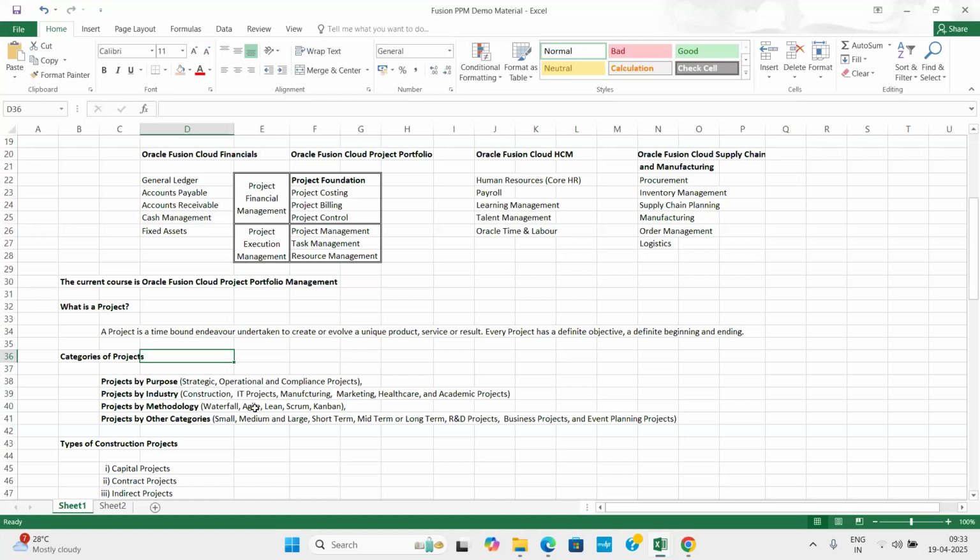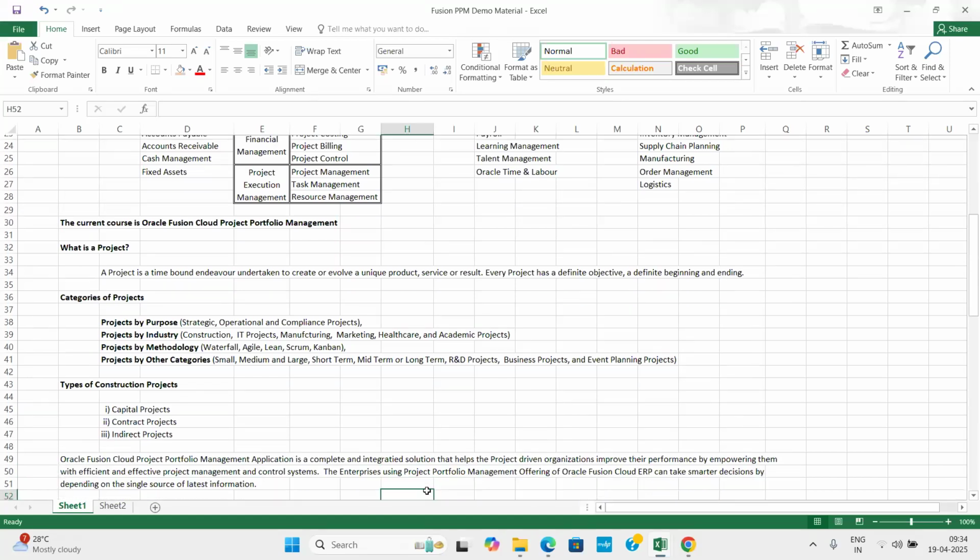Each part is assigned to one as a task. Then you will also see whether the progress has been done there or not. Then projects can be categorized by other categories also: small, medium, and large scale, or short-term, mid-term, or long-term projects, research and development projects, business projects. These are the different categories we come across when we say projects.